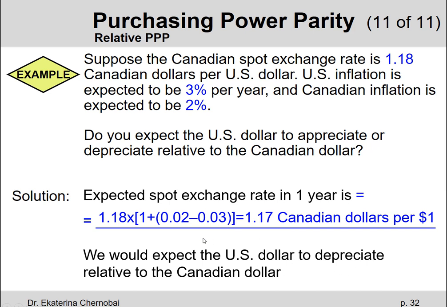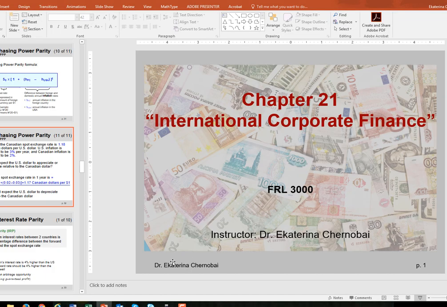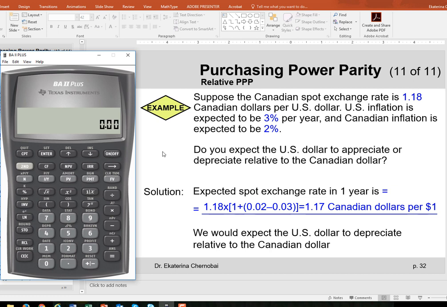By the way, a problem like this could actually be solved in the financial calculator. Let me bring it up. Let's turn it on. So what is going on in this formula? We have 1.18, today's exchange rate. We multiply it by, and in the parentheses we have 1 plus the difference in inflation rates. So it may look very similar to the formula to calculate the future value of some today's amount. The today's amount is today's exchange rate, 1.18.